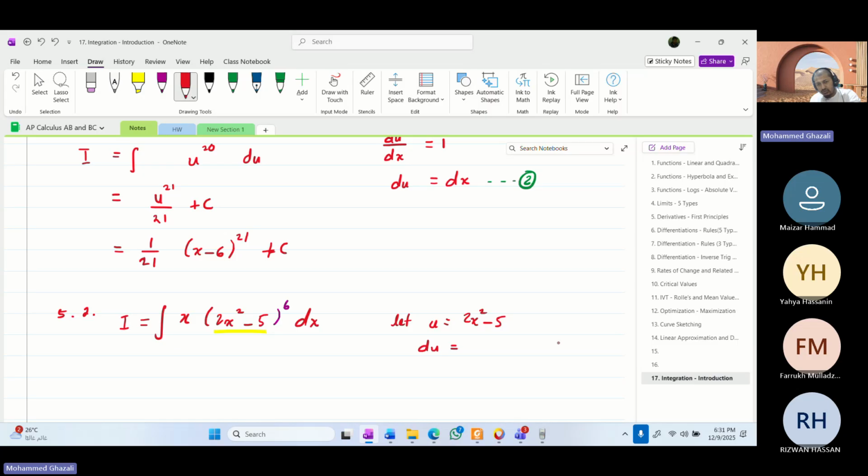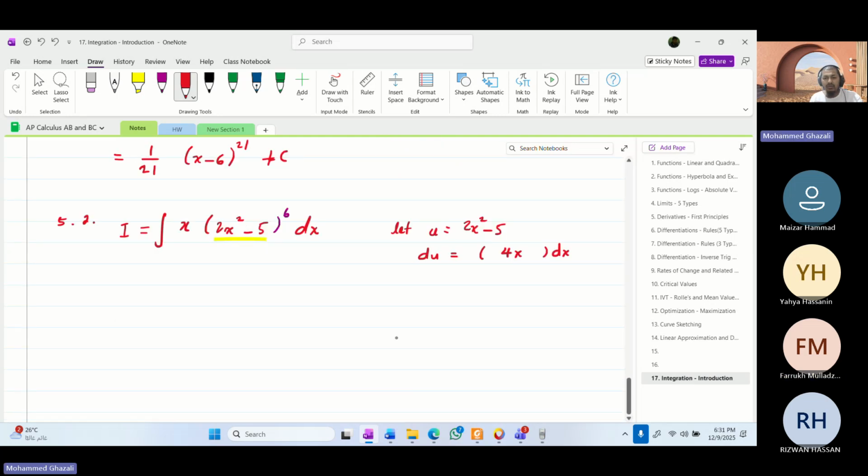So what's du equal to? Let me put the dx across as I told you before. So du over dx, I just put the dx across. Differentiate this: 4x. And the derivative of minus 5 is 0. Now let's start simplifying everything. What is 2x squared minus 5? It's u to the power 6, so that part is sorted. What are we left with? We are left with x dx in my integral. What is x dx? That's du over 4.